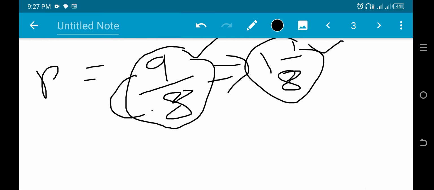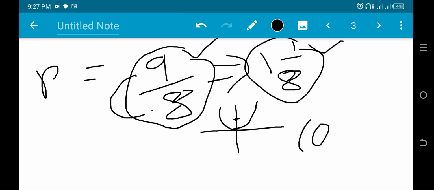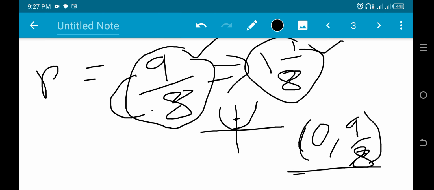So this is our focus. Since the parabola was pointing in the y direction, upward, we know that our focus is here. At this point, x will be 0, and y is 9 over 8. So this is the final answer.